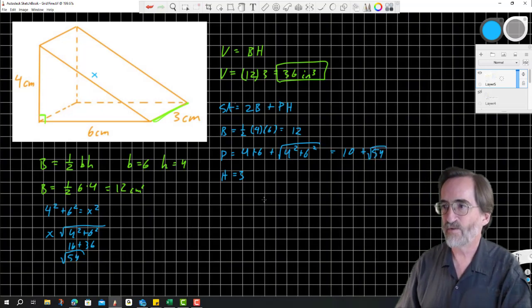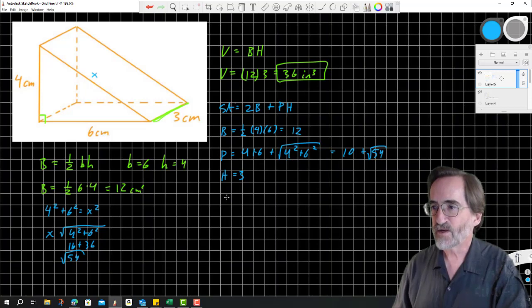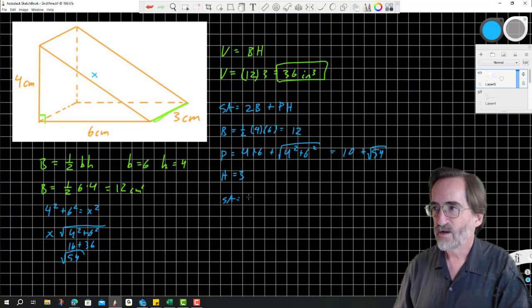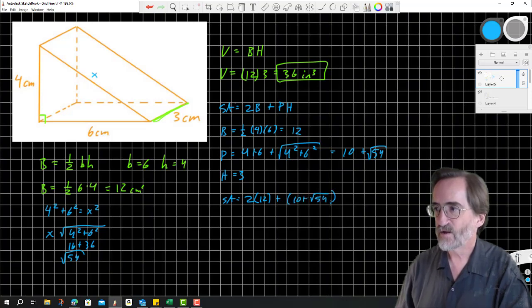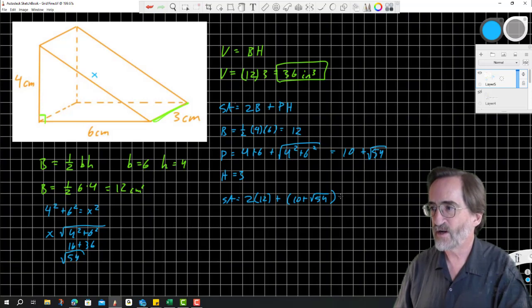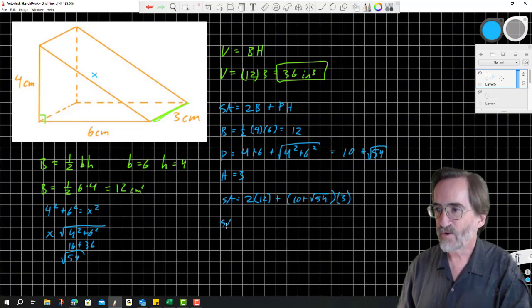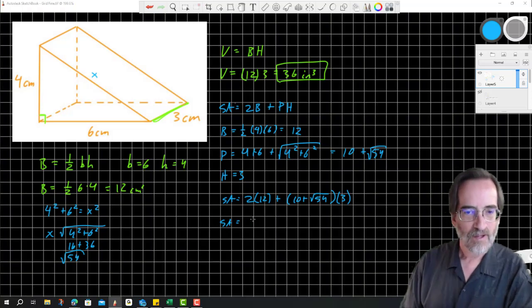Okay, so that's the perimeter. So the surface area becomes 2 times 12, that's 2 times the base, plus the perimeter, 10 plus root 54. You need the parentheses because it's the whole perimeter, times the height, 3. Okay? And we're going to enter that in Desmos.